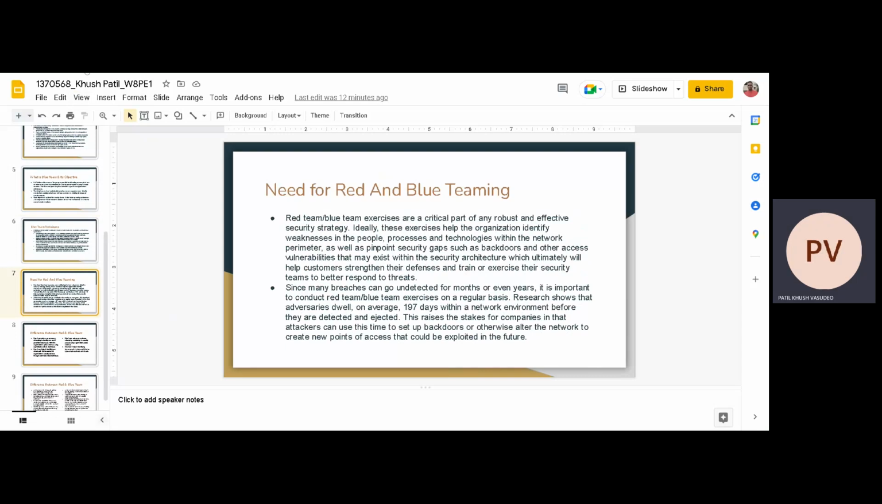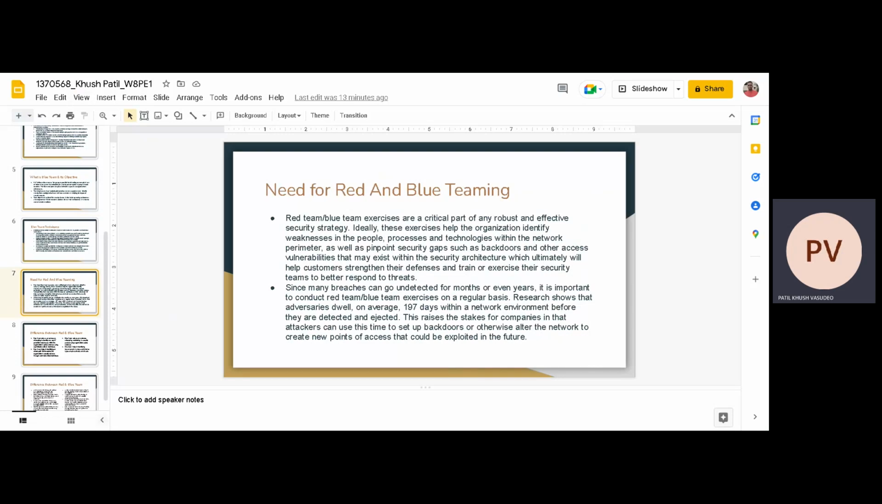So, why do we need red or blue teaming? Red and blue teaming exercises are like military drills. A country's military is only strong if it can attack as well as simultaneously have a good defense at home. In the same way, red teaming is there. They are a critical part of a robust and effective security strategy.